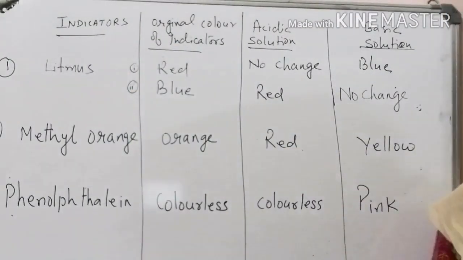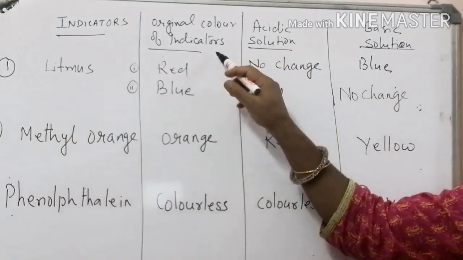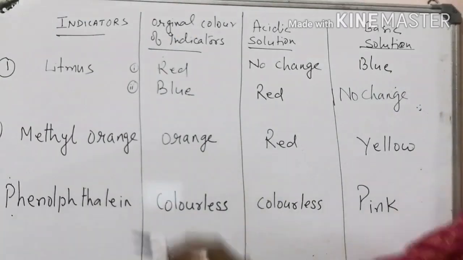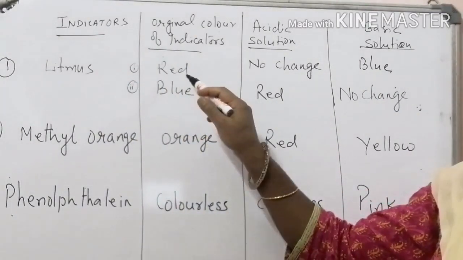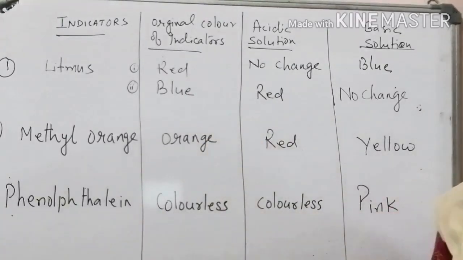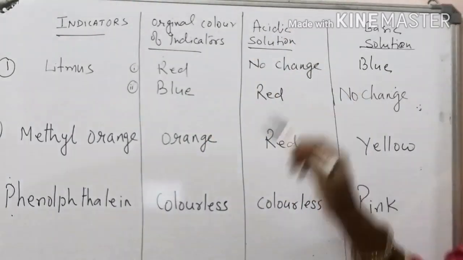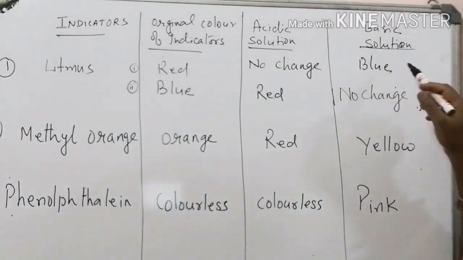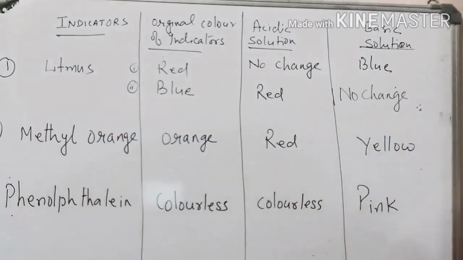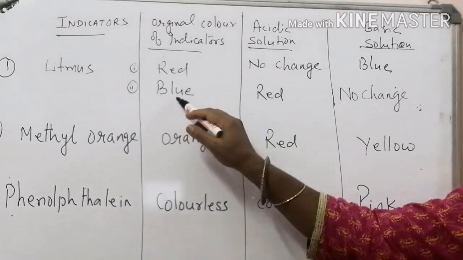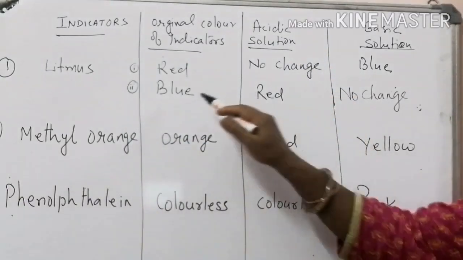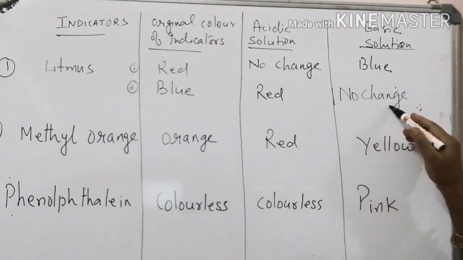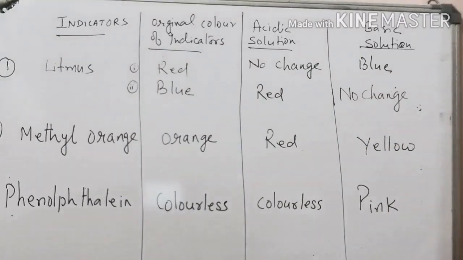Let us discuss some important indicators and their original color and color in acidic solution and basic solution. Litmus. There are two types of litmus, red litmus and blue litmus. Red litmus: in acidic solution there is no change in color, but the same red litmus in basic solution changes to blue. Whereas blue litmus, if you put it in acidic solution, changes from blue to red, whereas in basic solution it remains unchanged. That means blue remains as it is.